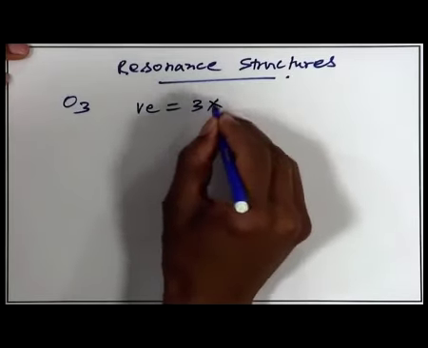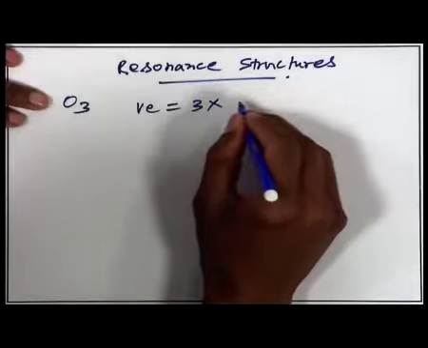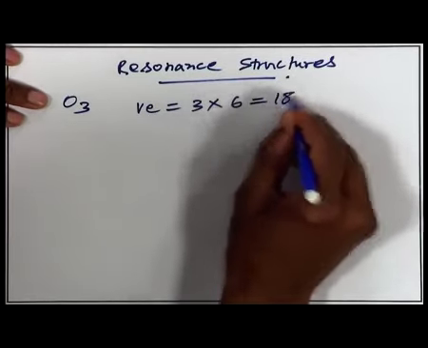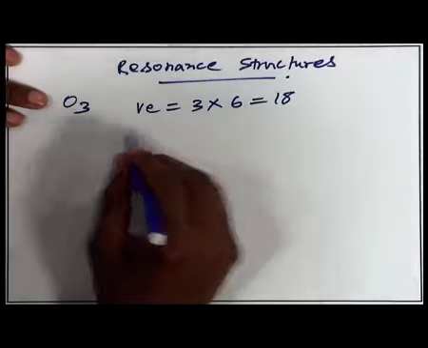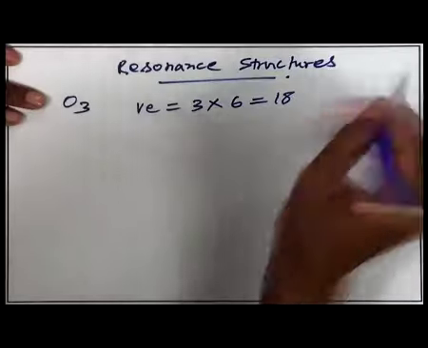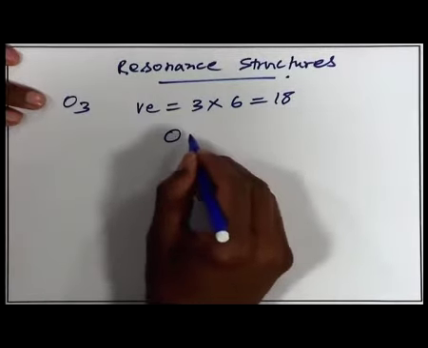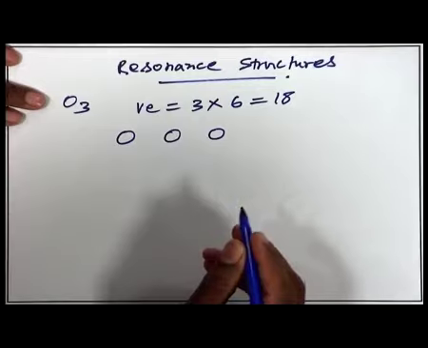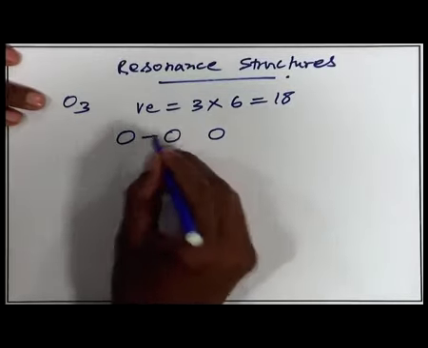So you can write a Lewis dot structure for this molecule. As usual, you first find the total number of valence electrons. The valence electrons equal 3 times the number of valence electrons for each oxygen atom, which is 6, so that is 18. The next step is choosing the central atom. Here only one type of atom is there, so the central atom must be oxygen itself. Arrange the atoms around the central atom and then draw single bonds.